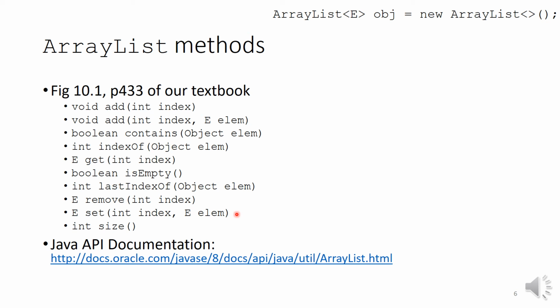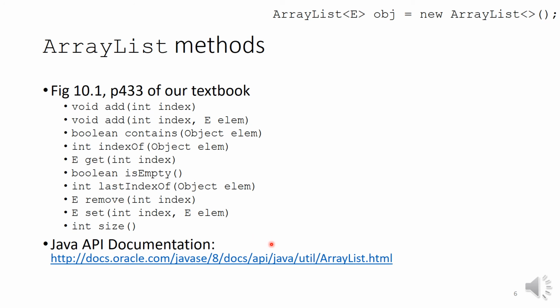The set method allows you to update the value of an existing item. The E type here is the type of the element you specified when declaring an ArrayList object. For more details of those methods and additional ArrayList methods, you should check the Java API documentation.